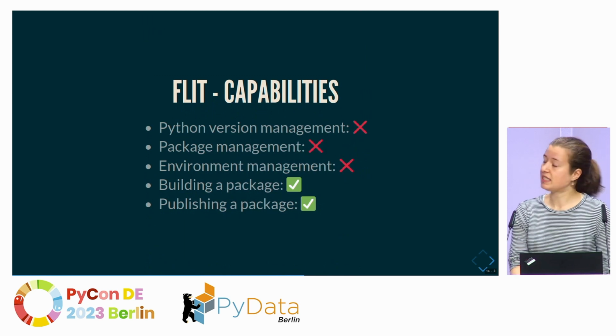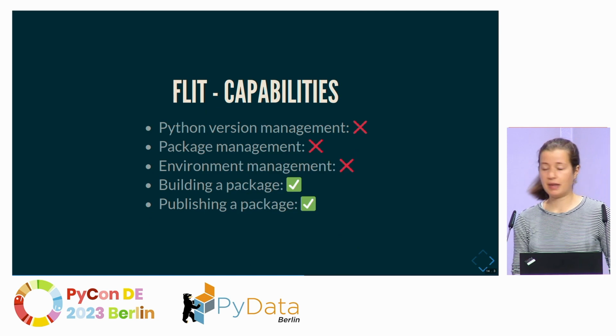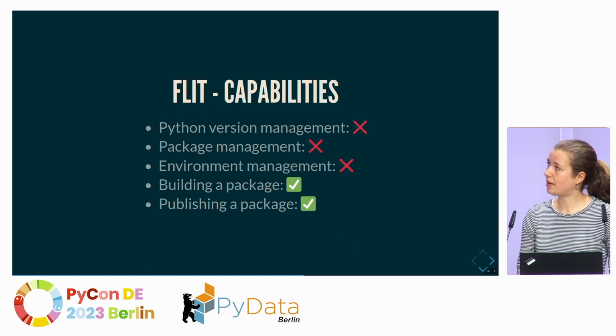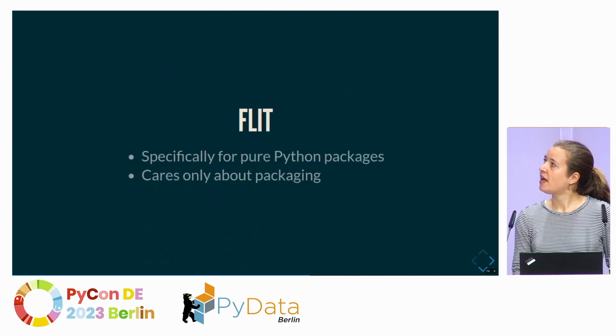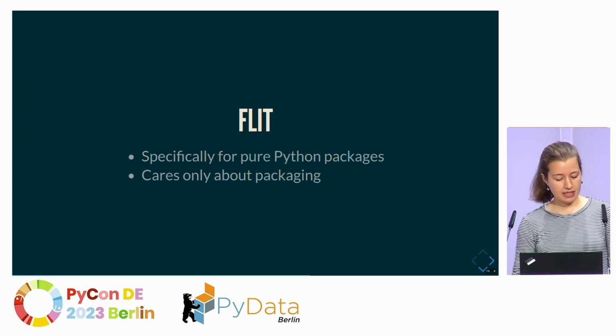Yeah, this is just in text again, what we just saw in our Venn diagram. It does not care about managing your Python versions, about packaging, managing packages or environments. It's just about building and publishing a package. Flit is special since it has a very specific use case.